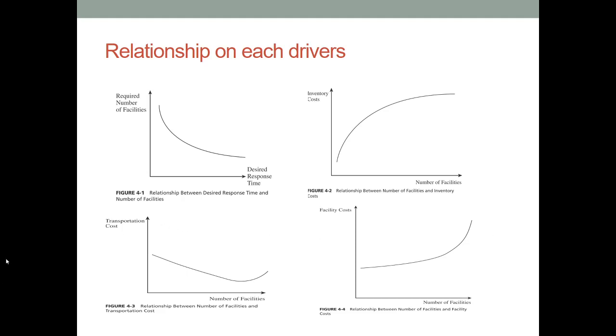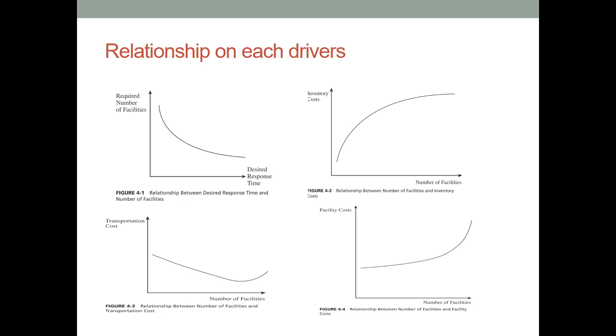The first one is the relationship between the number of facilities and response time. As we can see here, the more facilities, the higher the responsiveness, which means a very fast response time. Many facilities, fast response time. For example, Barnes and Noble is a bookseller, right? Barnes and Noble provides its customers with books on the same day, which is a very short response time.